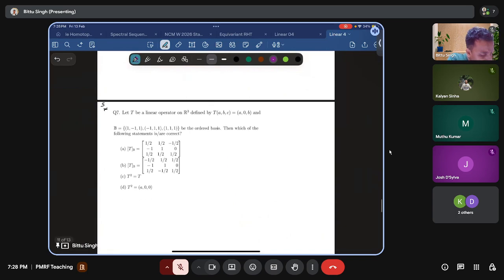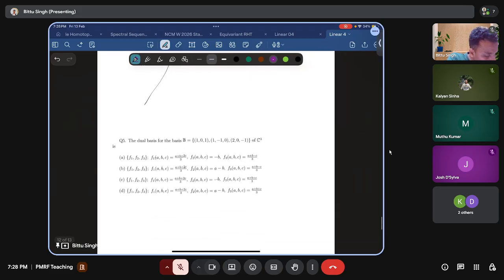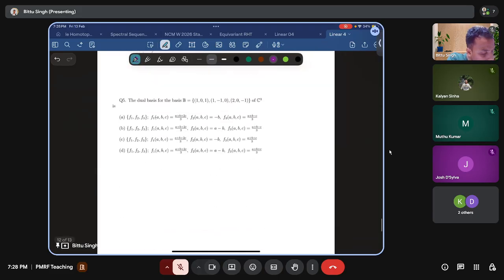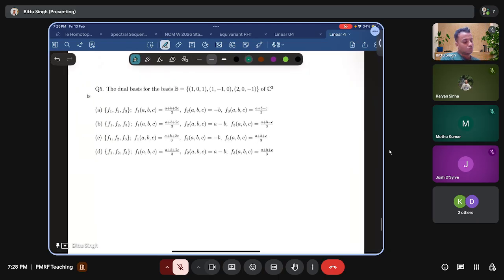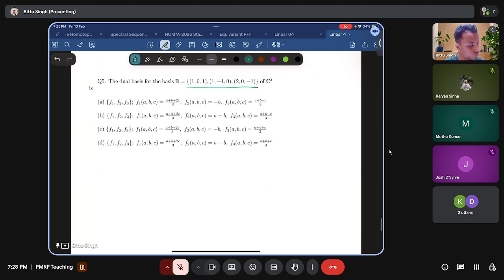So instead of doing this question, let me solve this one in the limited time. Okay. So we need to find the dual basis of this basis of C3, the three-dimensional complex space.